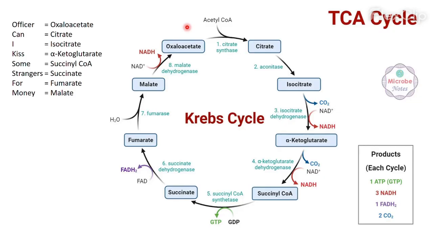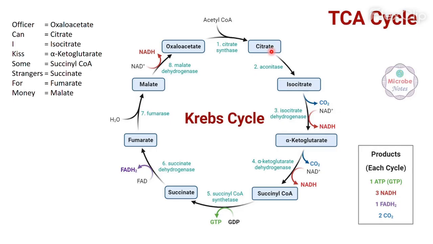So in the first step, the acetyl-CoA that we got from the pyruvate, and the pyruvate we got from glycolysis, enters this TCA cycle, and with oxaloacetate it forms citrate. The enzyme here is citrate synthase. Whenever you see the word synthase, you will remember that it will synthesize the first word mentioned in its name, that is citrate here. So citrate synthase means it will synthesize citrate.